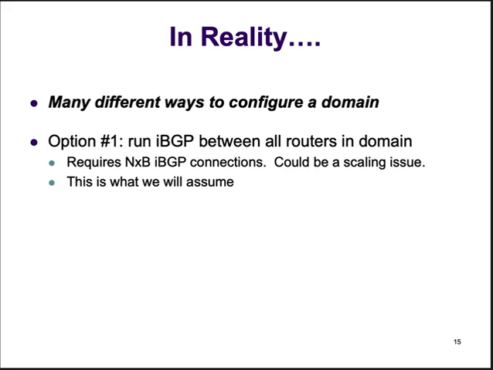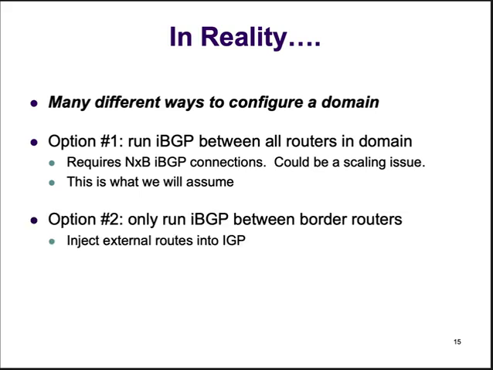So if I have n routers in my domain and b border routers, this means I have n times b IBGP sessions within my domain, which is quite a bit. Depending on the size of your network, this might be a problem. Or if it's not, then this is probably the simplest way to do things. In this class, this is what we assume. Just so you know that there are other ways to configure a domain.